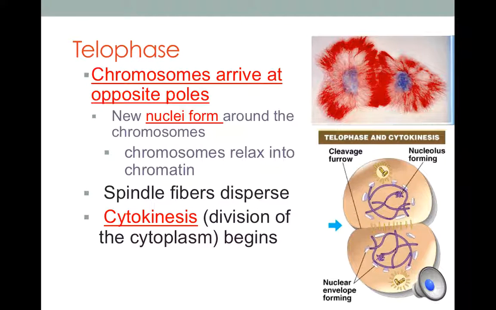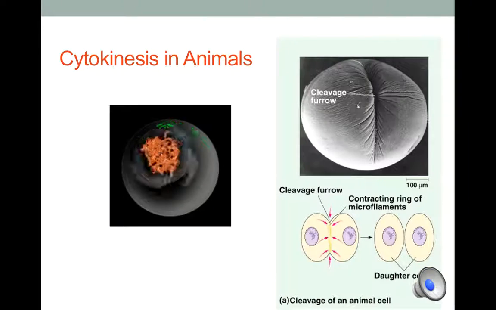All right, now during telophase, the chromosomes have arrived at the opposite ends of the cell. New nuclei are going to start to reform around that DNA. The chromosomes are going to start to relax into chromatin, which is the stringy DNA, and the spindle fibers are going to start to break down because they're no longer needed. The last stage of the cell cycle, known as cytokinesis, is also going to start during mitosis as well, but note, cytokinesis and mitosis are two separate processes. Mitosis is the division of the nucleus, so when the chromosomes actually separate. And cytokinesis is the division of the cytoplasm, when the cell actually separates.